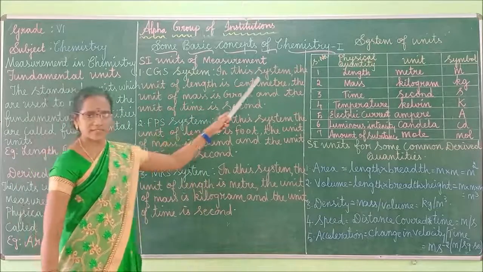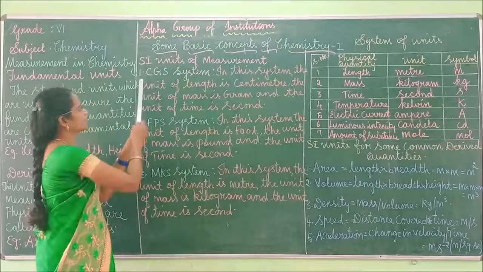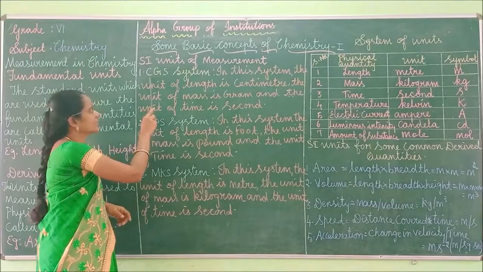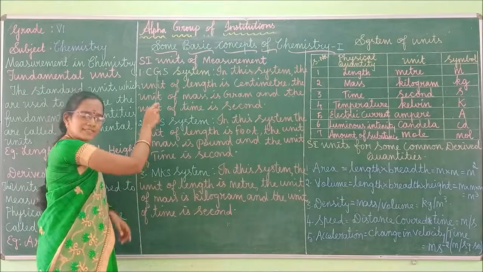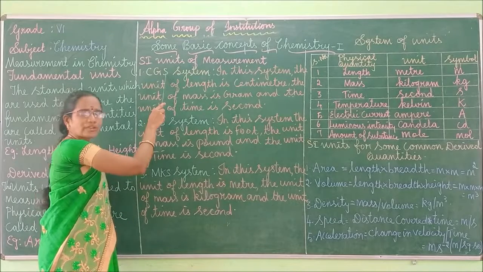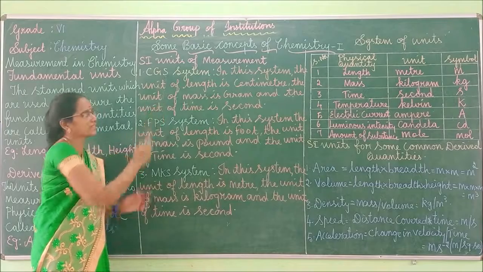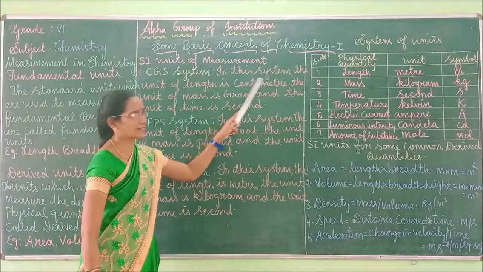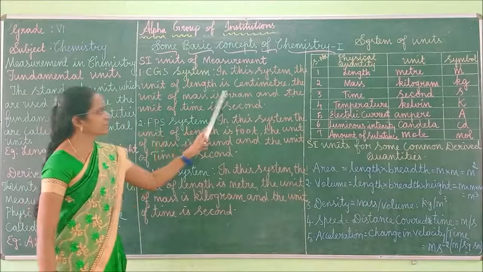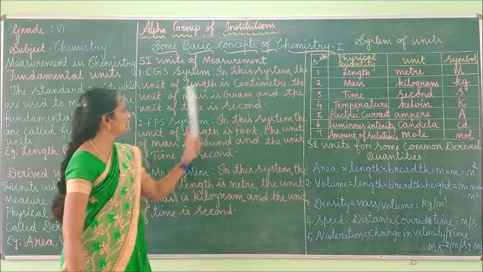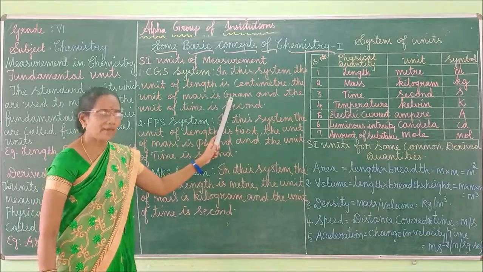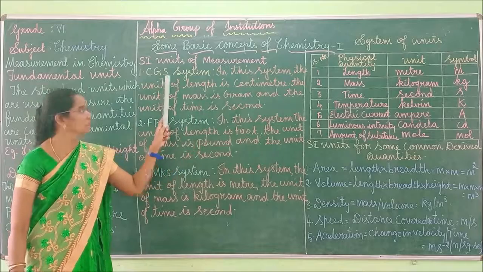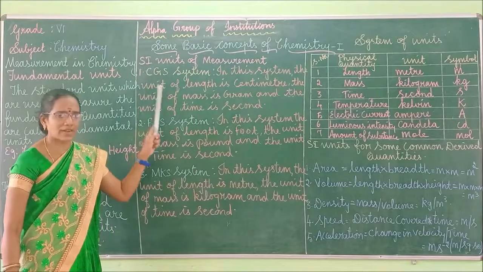So in this system, the unit of length is centimeter, the unit of mass is gram, and the unit of time is second. Okay, once again I'll tell you. In the CGS system, the unit of length is centimeter, the unit of mass is gram, and the unit of time is second. You understand, children? Now the CGS system is clear.